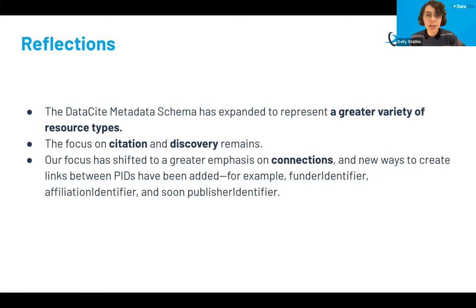And so to sum up these changes, I think we can say that while the DataCite metadata schema has greatly expanded to represent more resource types, the focus on citation and discovery of research remains central to the schema. And so over time, we've made several changes to represent connections between research entities better, including adding new ways to link DOIs to other PIDs using the schema. So for example, funder identifier, affiliation identifier, and soon publisher identifier.